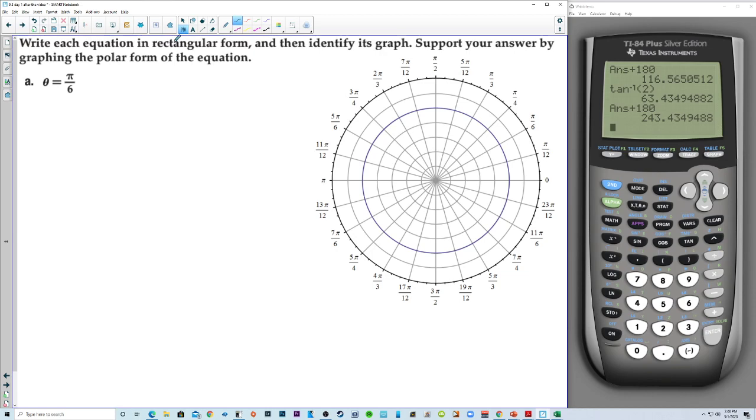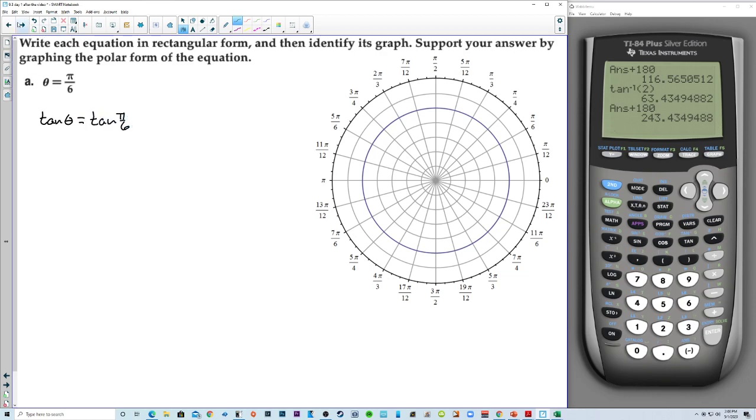Write each equation in rectangular form and then identify its graph. Support your answer by graphing the polar form of the equation. Let's get the polar form of the equation and then we'll graph. All right, so here we go. What do we have? We know that, well, let's take the tangent of both sides. Tangent of theta is equal to the tangent of pi over 6.